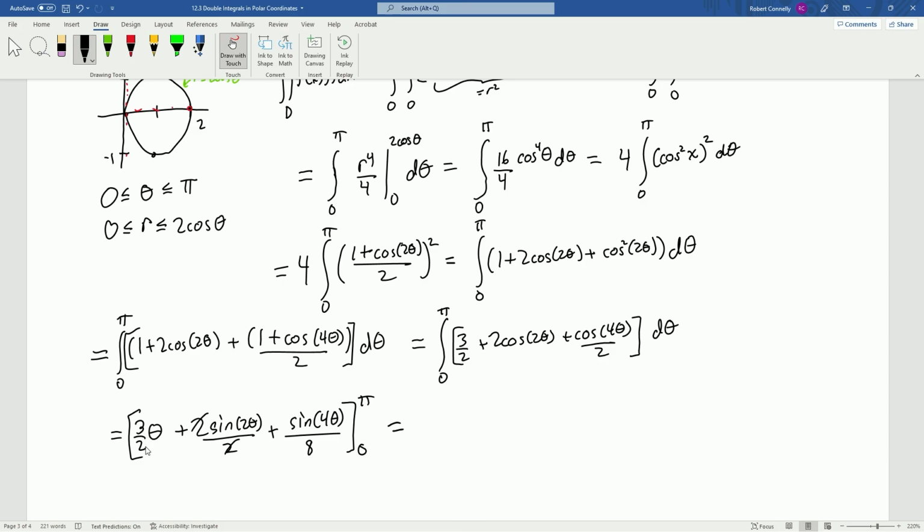So this becomes 3/2 times pi, so 3 pi over 2, plus sine of 2 pi, which is 0, plus sine of 4 pi, which is 0, minus 0, 0, and 0. So this is all just 3 pi over 2.